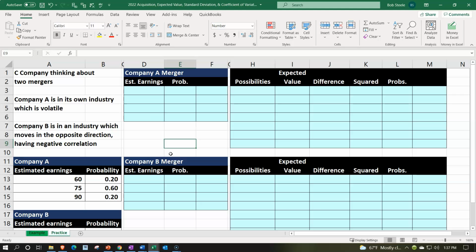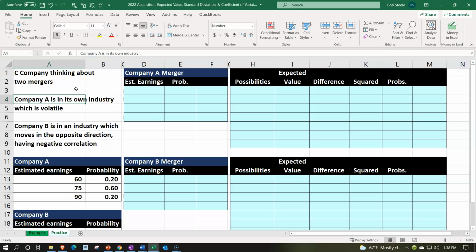Now, note that in prior sections, we did a whole section on these kinds of statistical calculations, including the expected value, the coefficient of variation, and the standard deviation. So you can go back to that section if you want to focus on those terms in more detail. Here, we'll be applying those terms to a merger situation. So we have C company thinking about two mergers, being able to merge with two different companies.